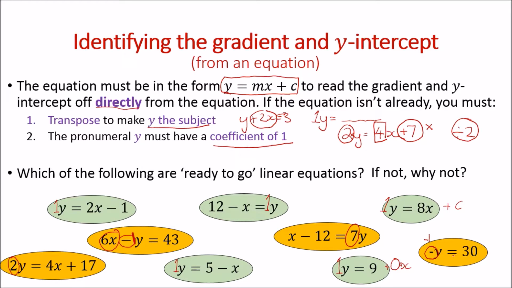You could easily change this into being in slope-intercept form by saying, well, if negative a number is 30, then that number must be negative 30, because a negative times a negative is a positive. You just move that negative from that side to fix this one up.